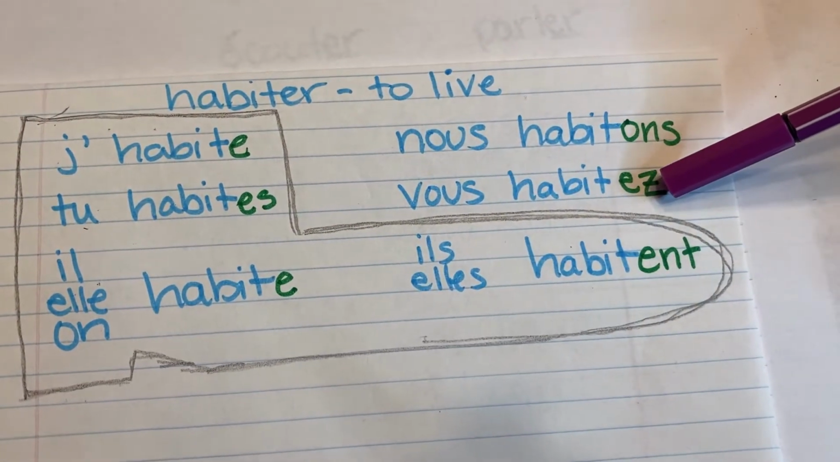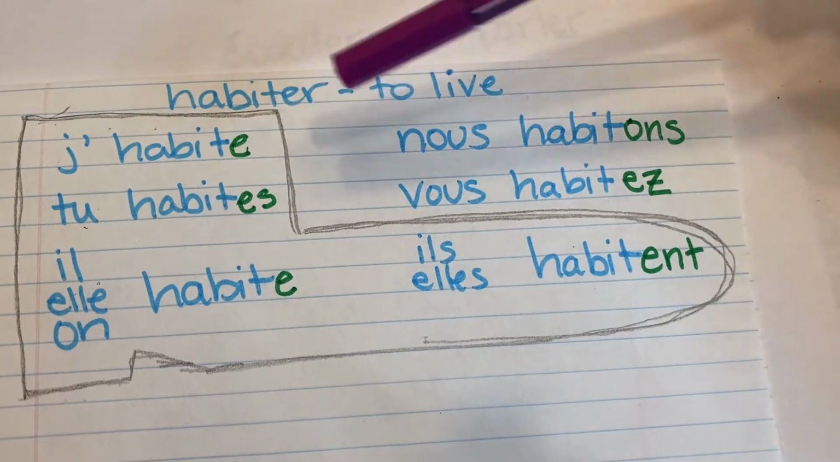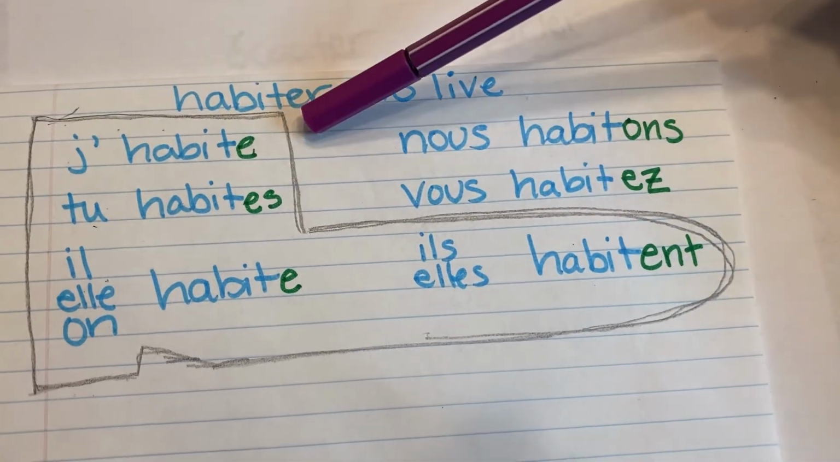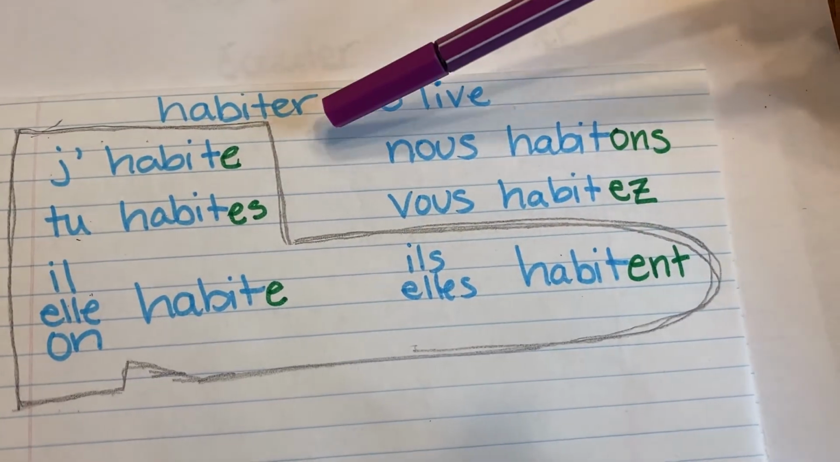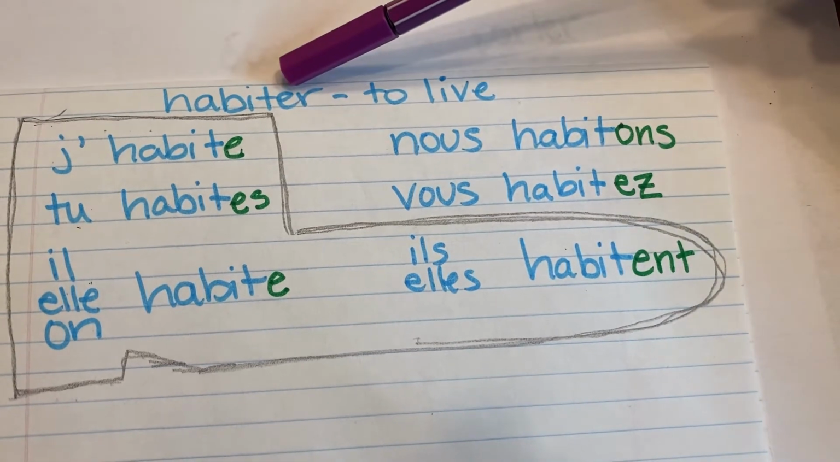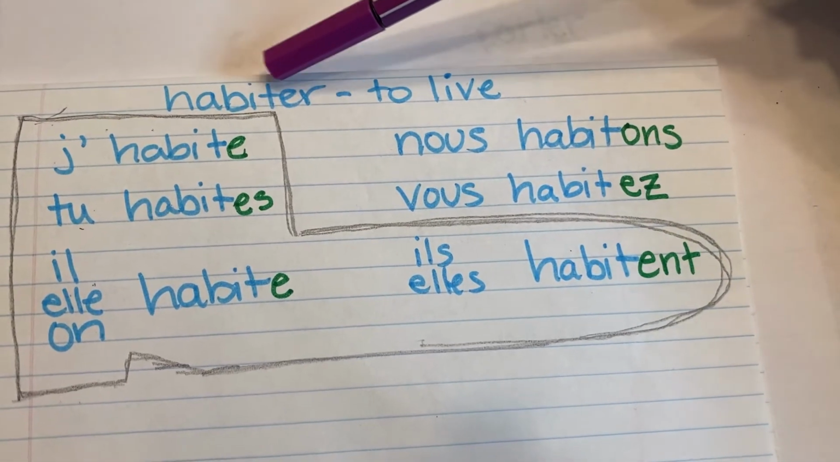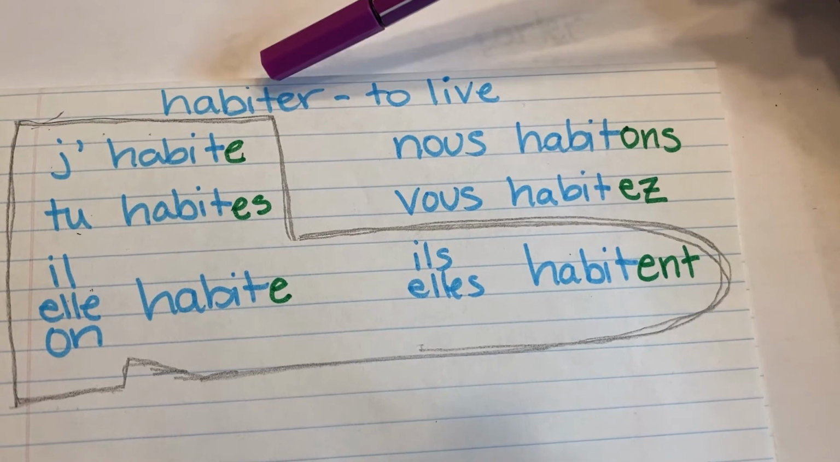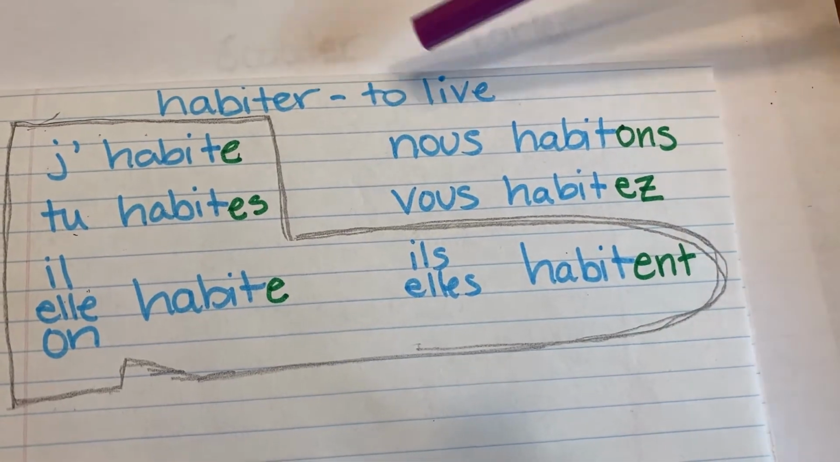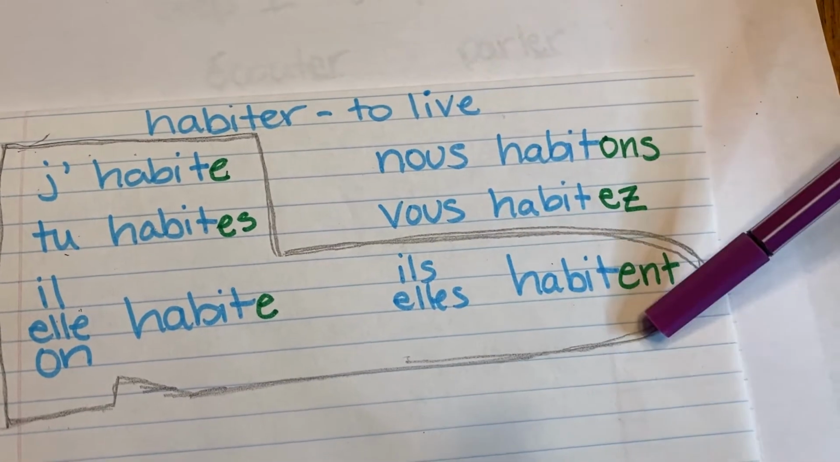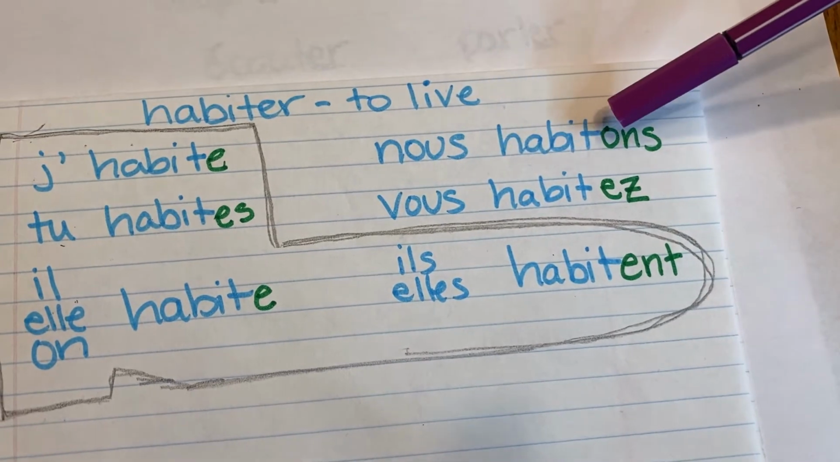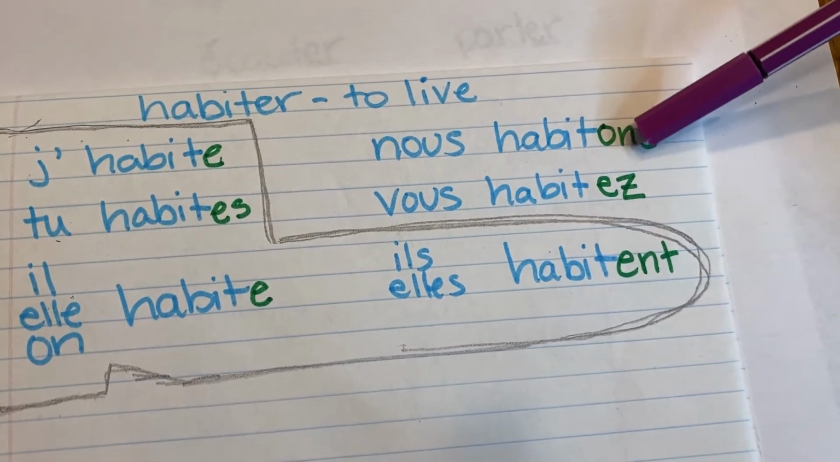Vous habitez and habiter, the infinitive, those are pronounced the same as well. Okay, and if you forgot the infinitive, that's the dictionary form of the verb or the unconjugated one. And in English, it has the 'to' in there, just to the side. And then nous habitons. Don't pronounce the S, okay?